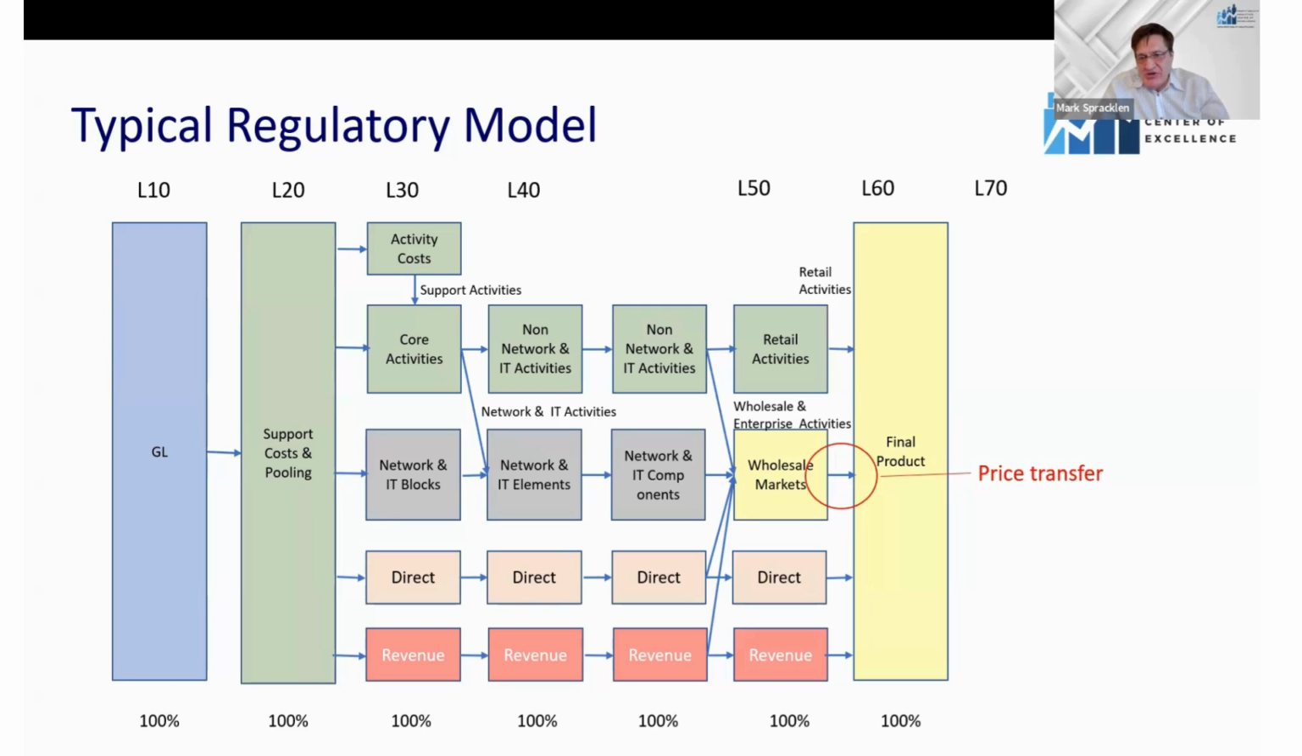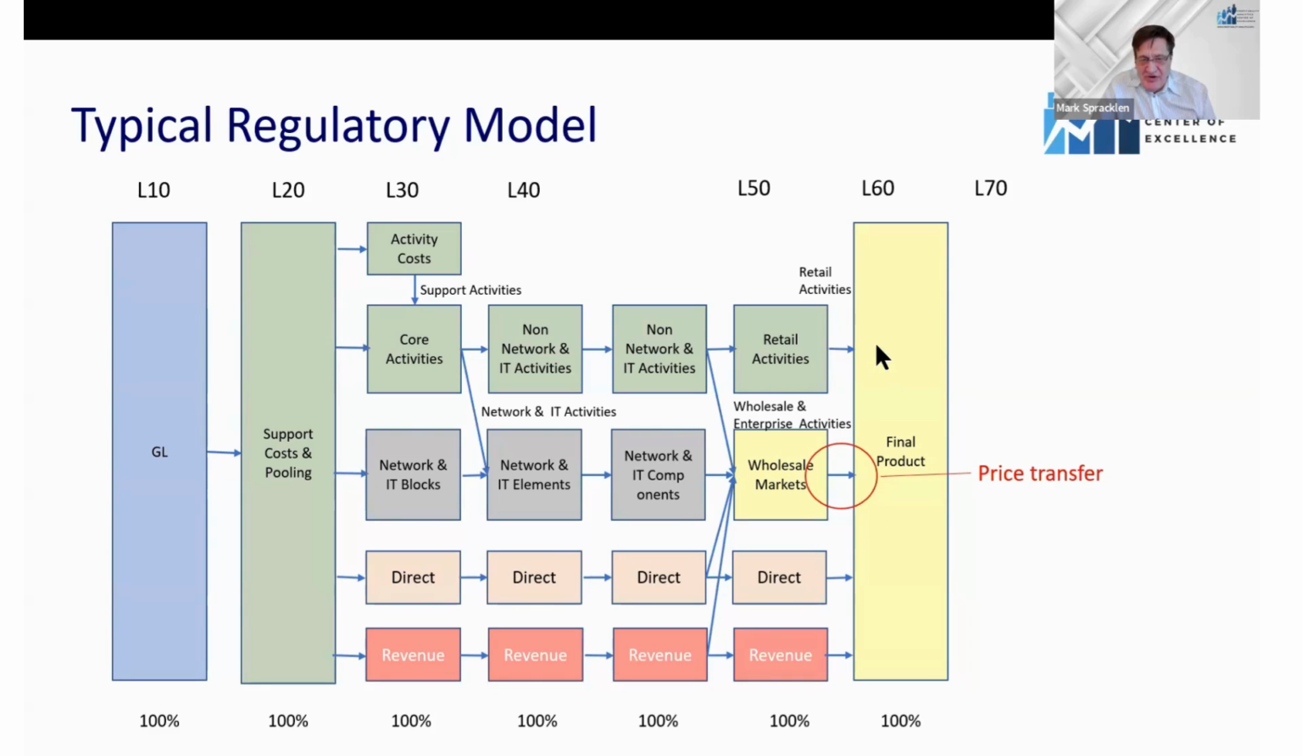But when you sell things and you price things, you don't price a mobile to mobile call. You normally price bundles of things. So you get a package with voice, data, SMS, roaming, maybe content and other things. And most of the regulatory models stop at this point with the regulated products.